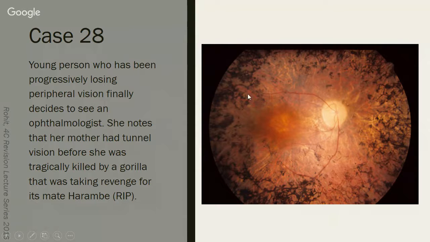So this is probably a tough one. These are bone spicule lesions in the peripheral. Yeah, good. Confident answer. Retinitis pigmentosa. What a beast, guys. He's the guy to beat, you know? He knows that. Retinitis pigmentosa.